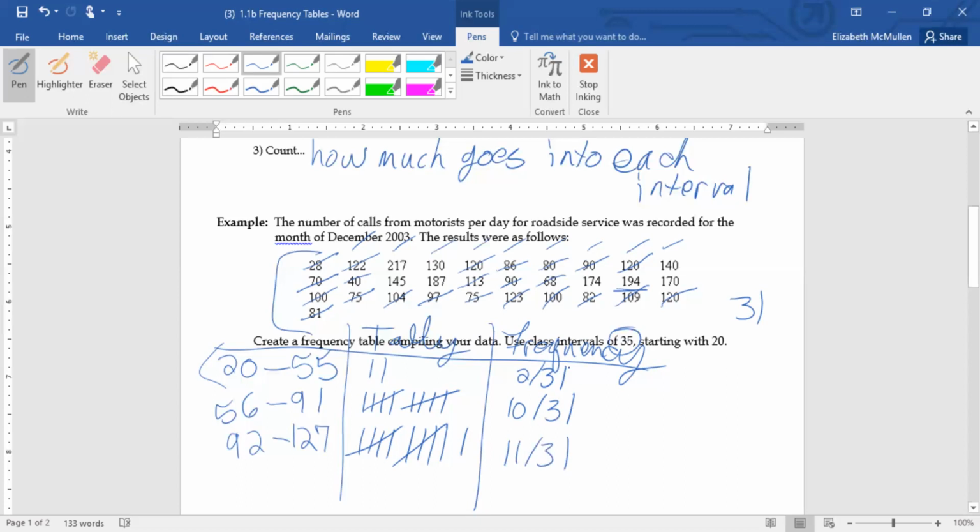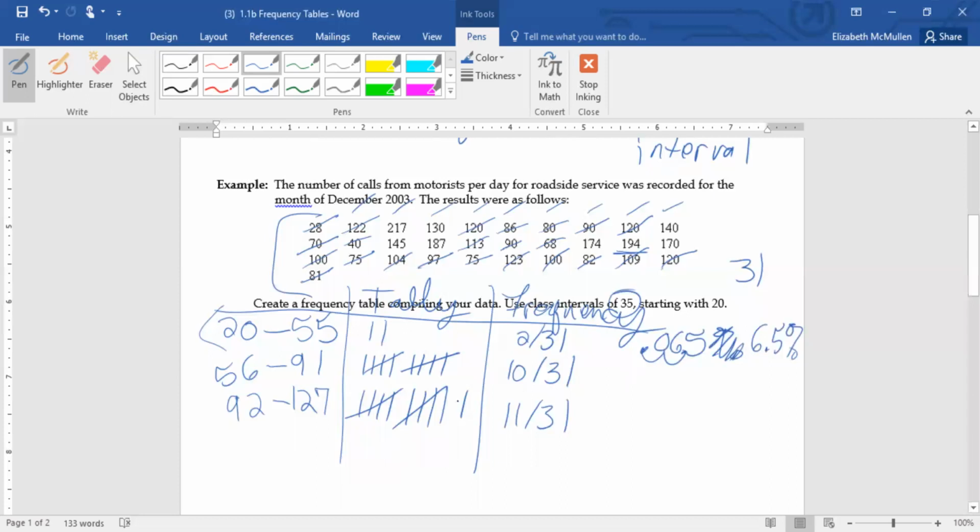What we want to do with this is actually get a percent. So 2 out of 31, bring up my handy dandy calculator here. 2 divided by 31 equals 0.0645, so 0.065%. Nope, not percent. Remember, we had to convert it. So 6.5%. In order to go from a decimal to a percent, we move the decimal place over 2 places to the right. And we do the same thing for the others, and actually a third one down here.